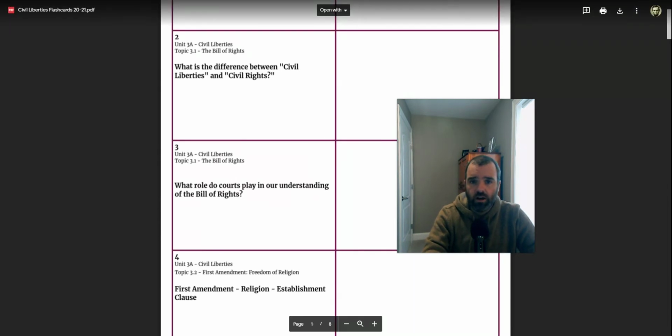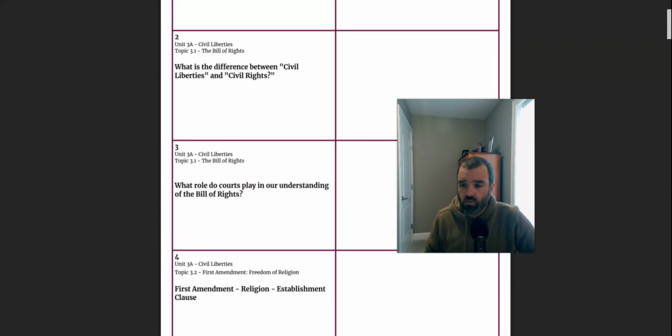The second flashcard is about civil liberties versus civil rights. This is just a technical way of making sure we understand what we're talking about. Those terms are sometimes used interchangeably, and not necessarily incorrectly. It's okay to talk about rights and liberties; in some ways they mean very similar things. But for the purposes of our course, civil liberties is really about individuals and the government and the relationship between them. What can the government do to limit individual liberties that people have?